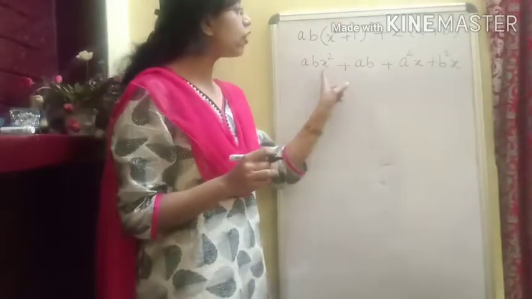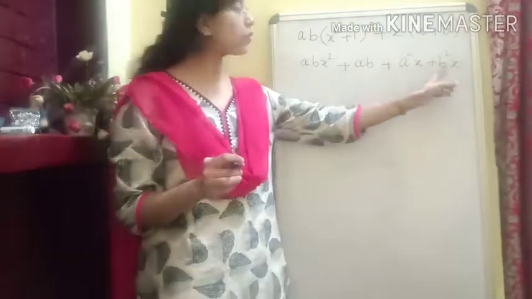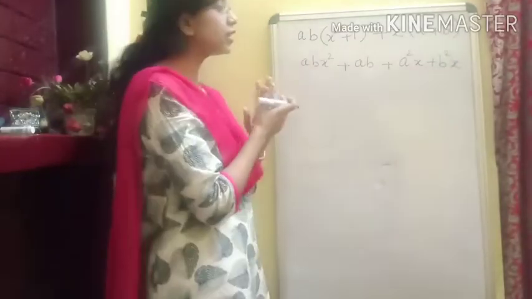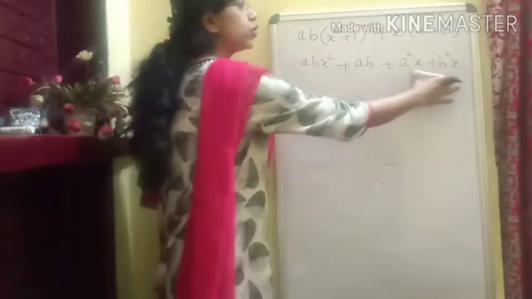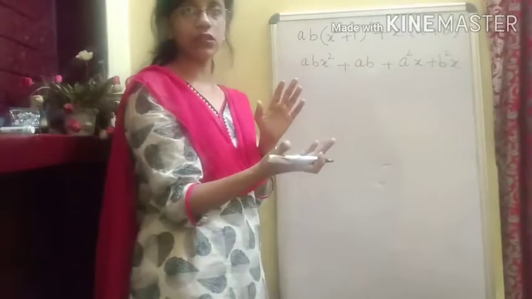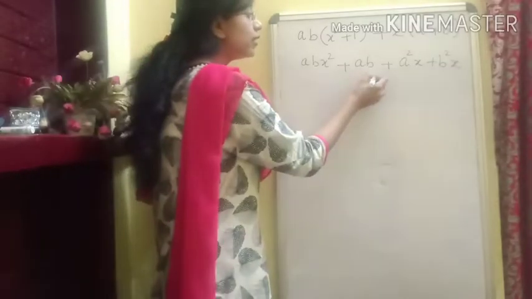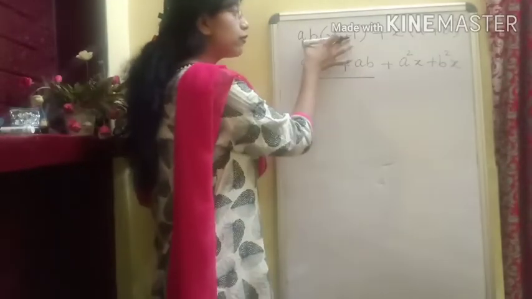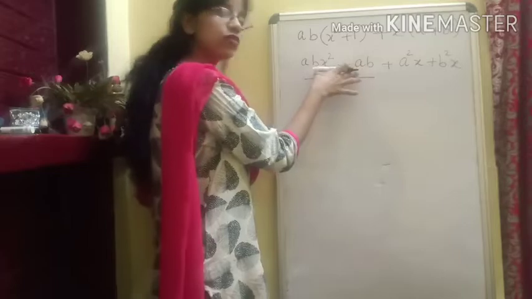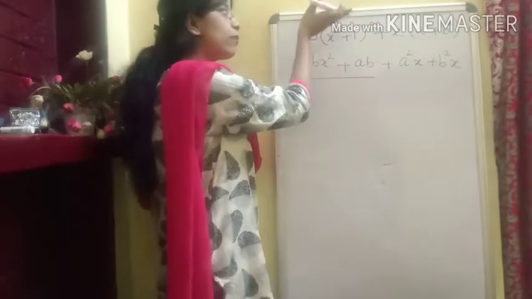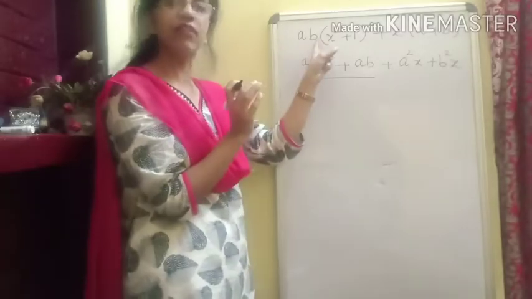Now see, you have all 4 terms here, an even number of terms. Whenever we have an even number of terms, we take two terms together and then we take common. But here, if we take these 2 terms together, we will go back to the very same question which was given to us.